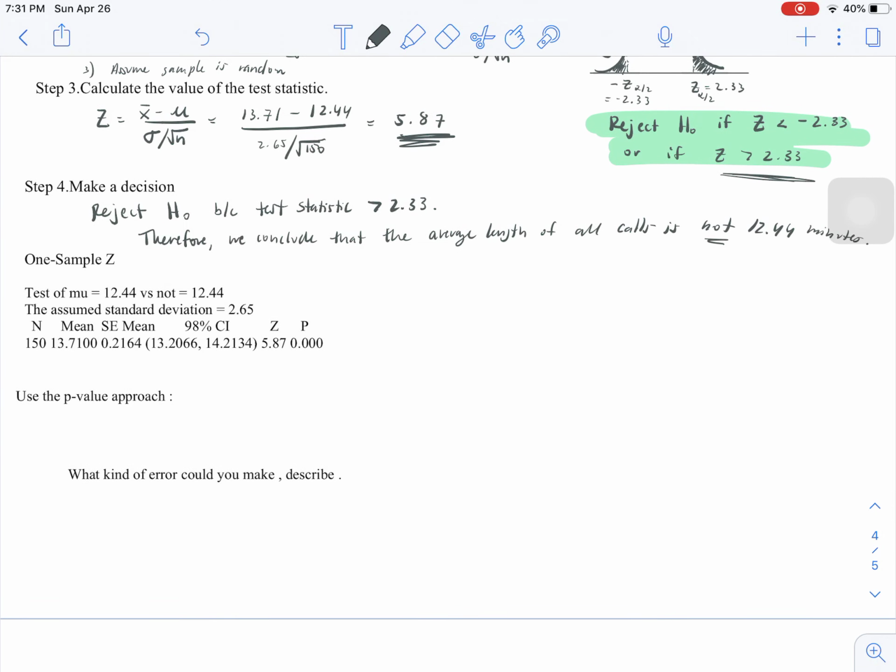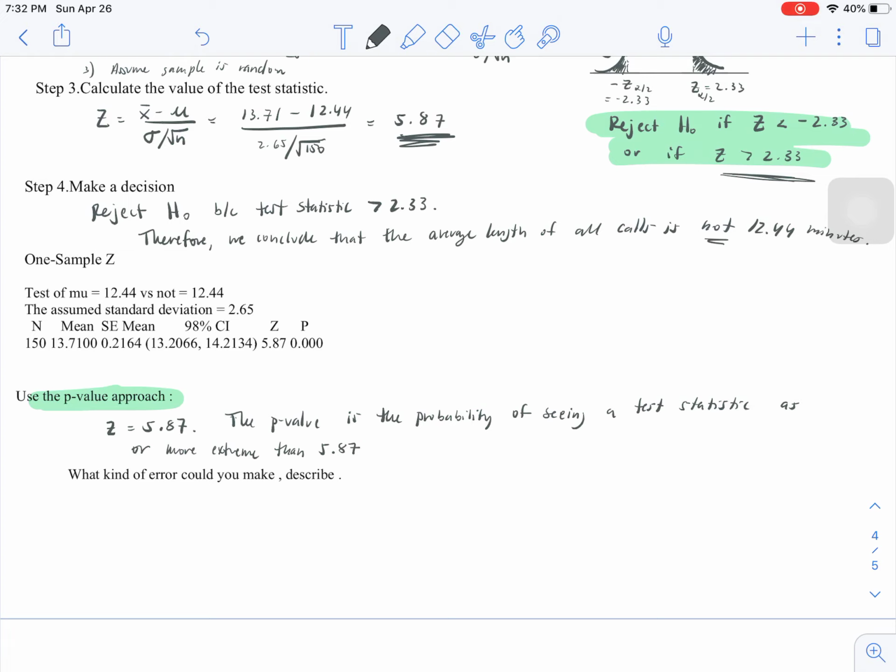Another approach we have to a hypothesis test is called the p-value approach. So in this case, we calculated our test statistic, which is 5.87. Remember that the p-value is the probability of seeing a test statistic as or more extreme than our observed value, 5.87, assuming that the null hypothesis is true.